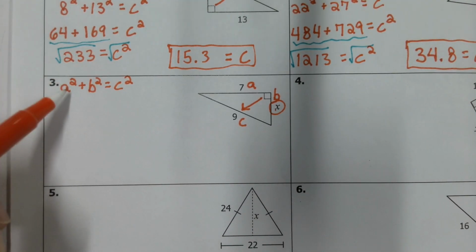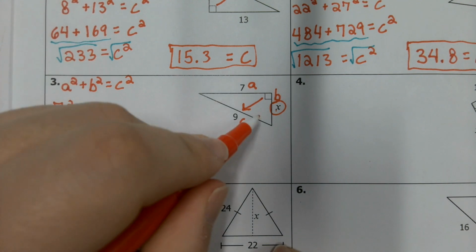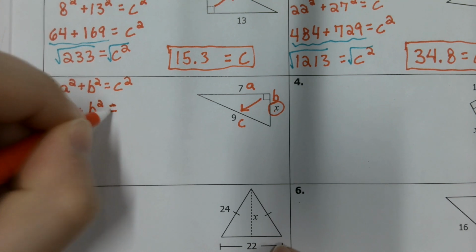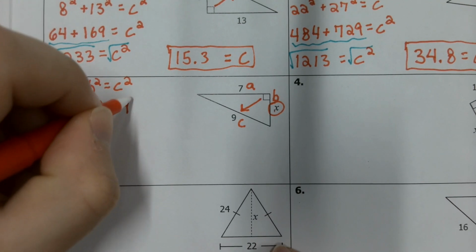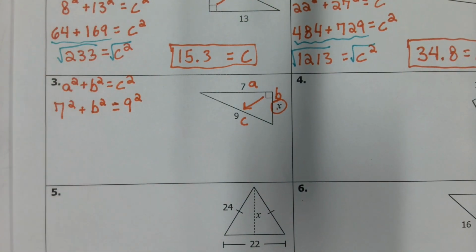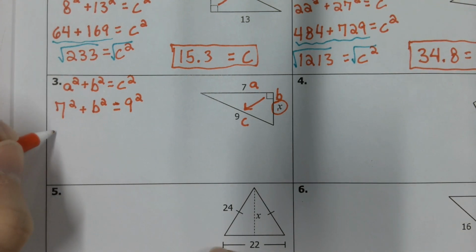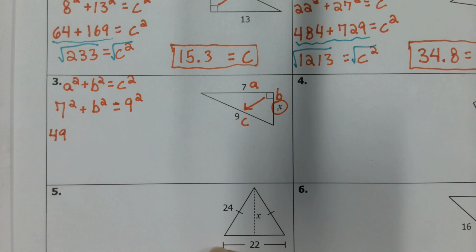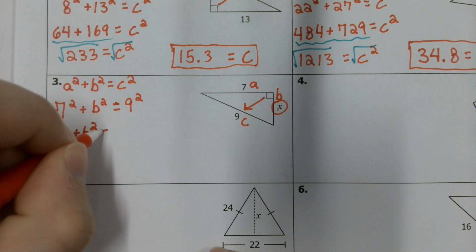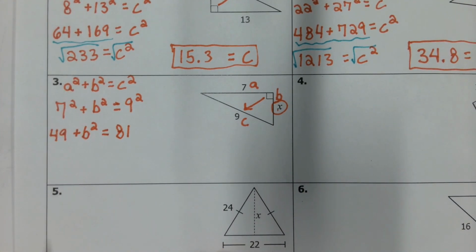So I'm going to fill in what I do know. So a, I called 7, so that's going to be 7 squared. I don't know b, so that's b squared. But I do know my hypotenuse this time, so that's 9 squared. So a little different setup than the ones we did above. But just like the last time, we're going to square everything we can. So 7 squared is 49. We don't know b, so we can't square it, so that stays b squared. And 9 squared, 9 times 9 is 81.